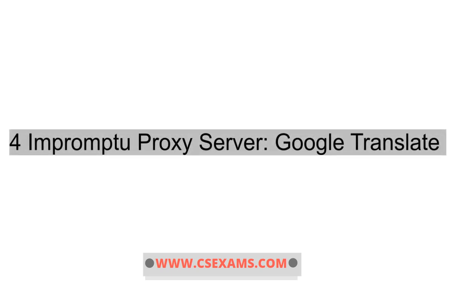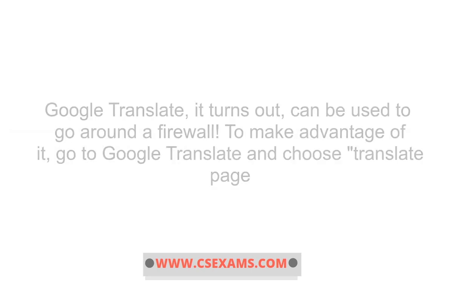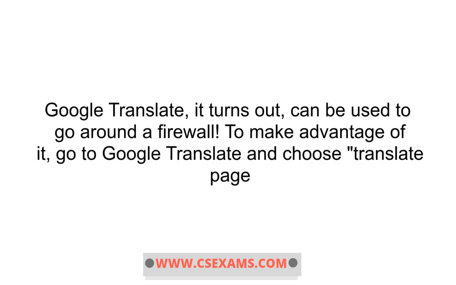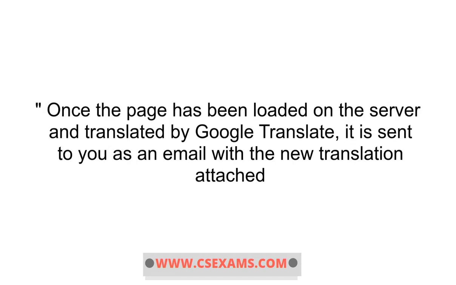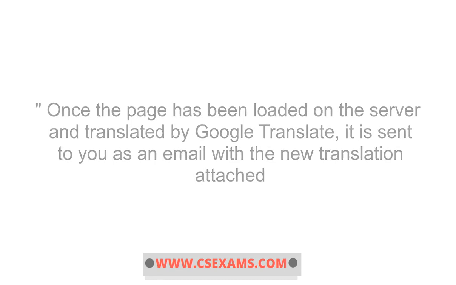4. Impromptu proxy server: Google Translate. Google Translate, it turns out, can be used to go around a firewall. To make use of it, go to Google Translate and choose Translate page. Once the page has been loaded on the server and translated by Google Translate, it is sent to you as an email with the new translation attached.